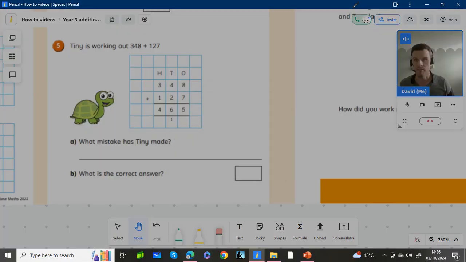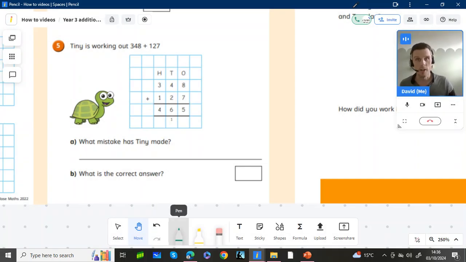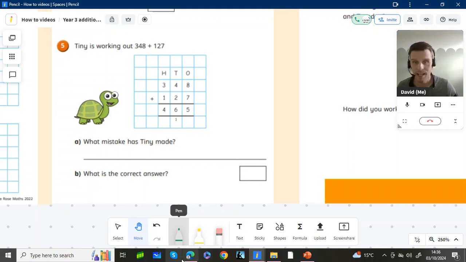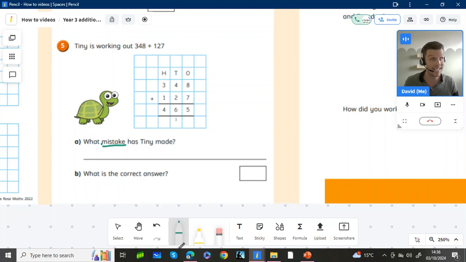And finally, question 5. Tiny's working out 348 plus 127. What mistake has Tiny made? Okay, so generally, if there's a question that states there isn't a mistake, you need to have a look for one. Okay, so let's have a look together.